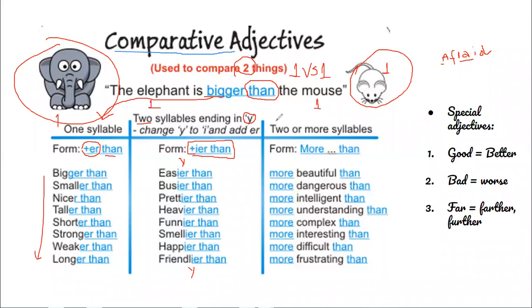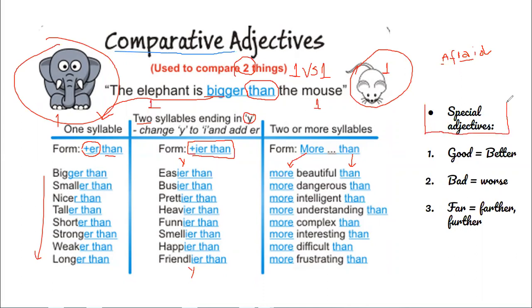And then finally, we have two or more syllable adjectives like beautiful, dangerous, complex, difficult, and all the others. So this is easy because the only thing we have to put is more. More before the adjective and then the expression than. Okay, that's it. Also, it's very important to mention that we have special adjectives.